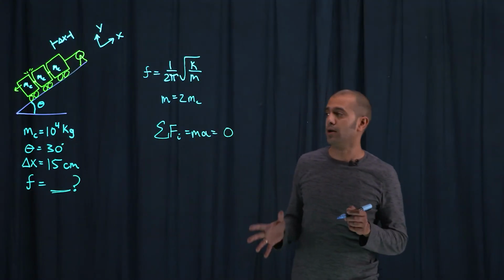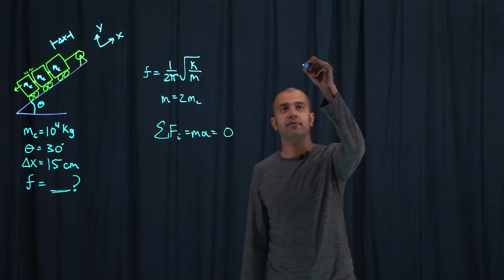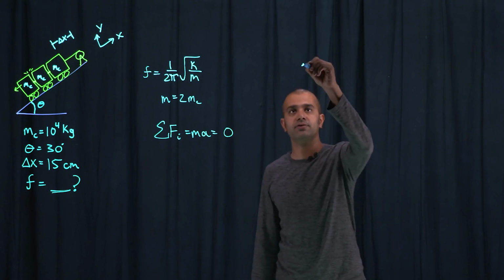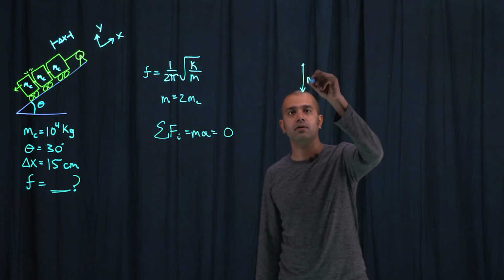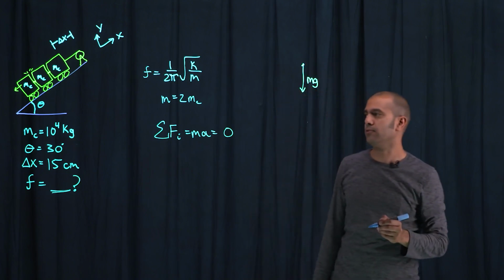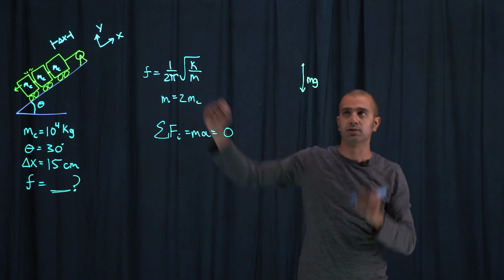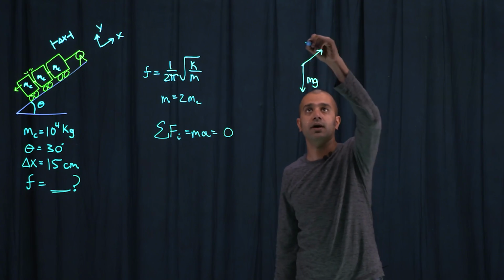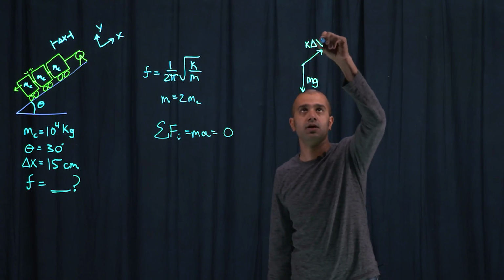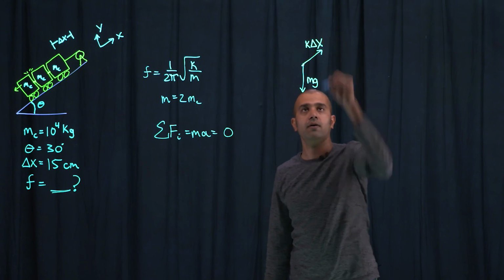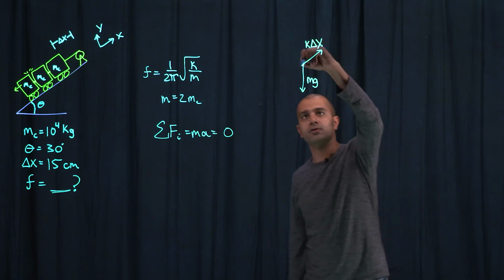OK, so writing the free body diagram for the situation, we have a couple of forces. We have the force of gravity pulling it down, which is mg. We have the force of the cable, which is following Hooke's law. So that's going to be k delta x. The force depends on how much it's stretching out. And those are the only two forces. We also have the normal force. Let me go ahead and write that on there.